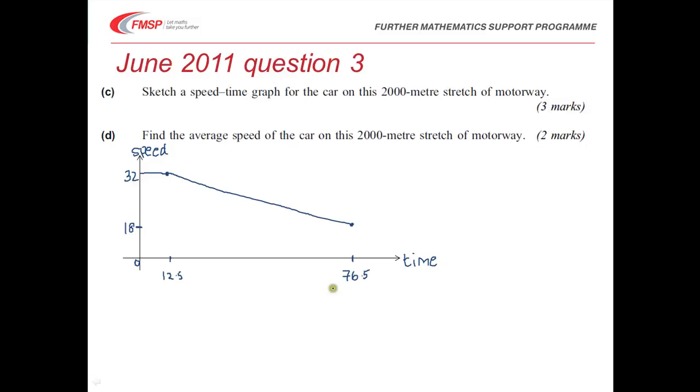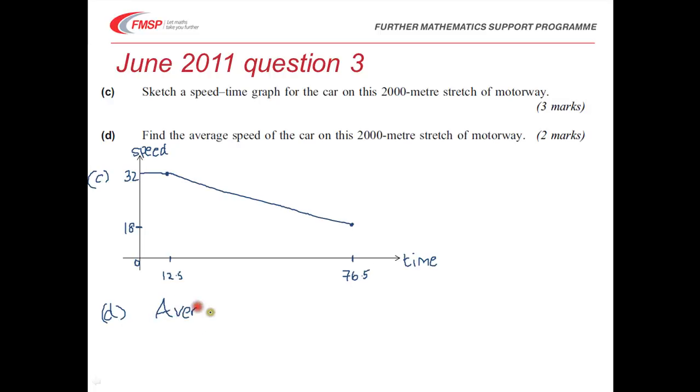So that now is our speed time graph, and it's just important that you have the 32 on, and the 18, the 12.5, and the 76.5. Those are all our labels, and that's part C. And then in part D, the last part, what we're asked to do is to find the average speed.